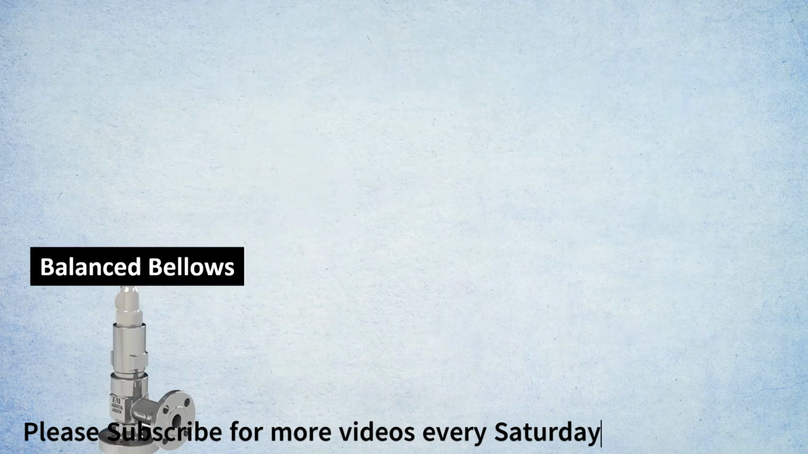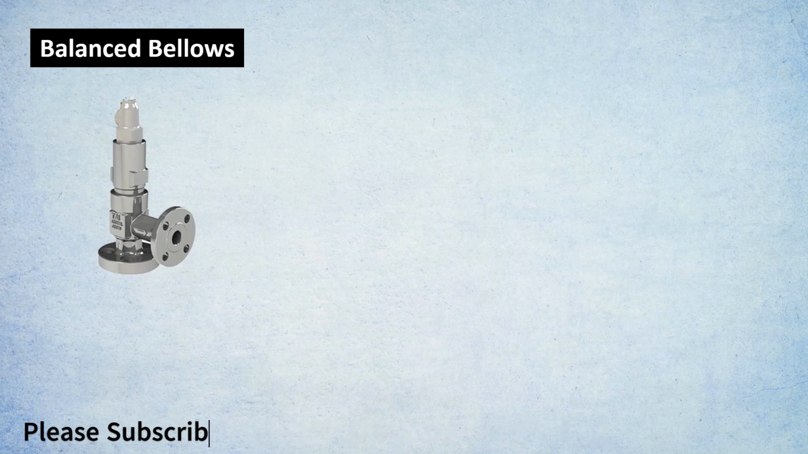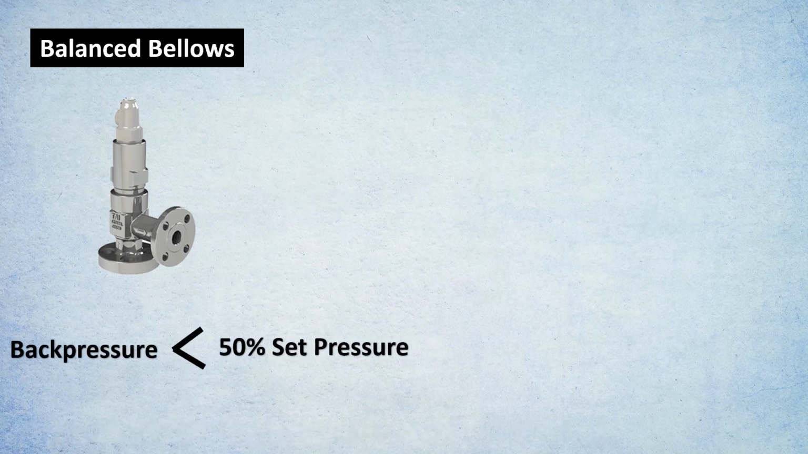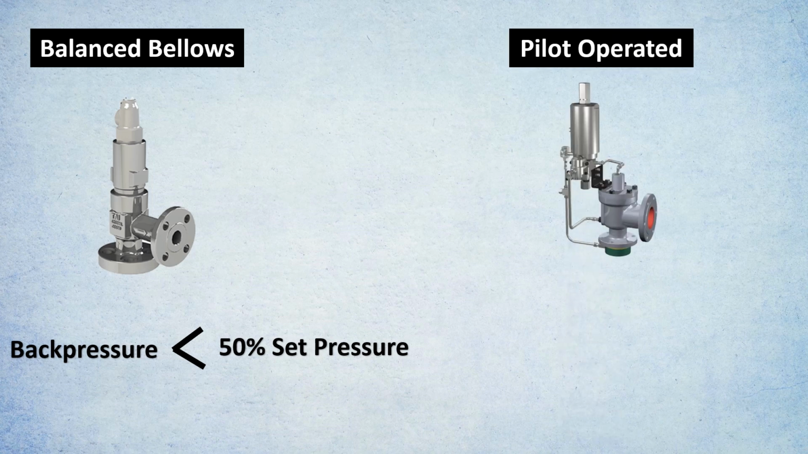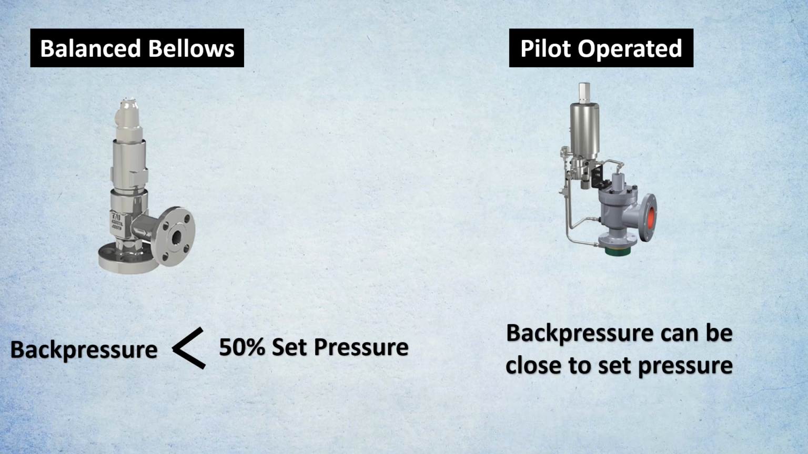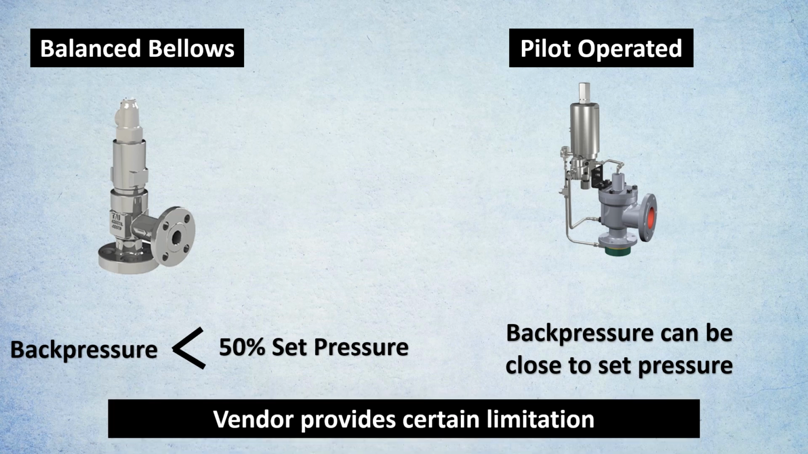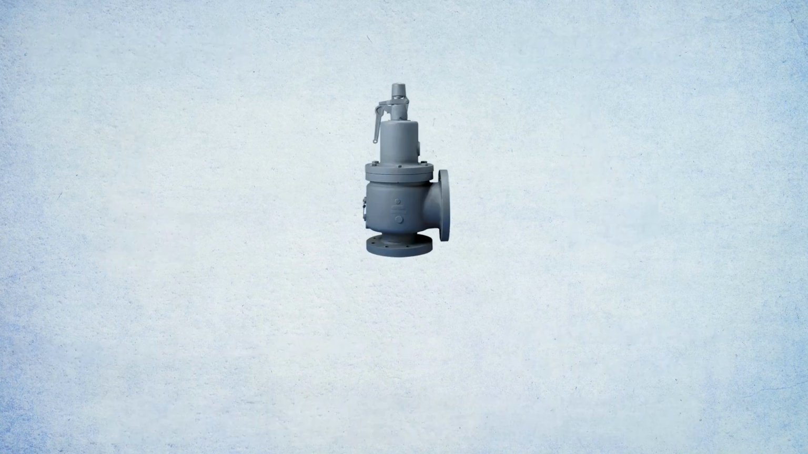Now, when you want to select a balanced bellows relief valve, the back pressure should be less than 50% of your set pressure. And for pilot operated relief valves, the back pressure can be close to your set pressure. Ideally or theoretically, it could be 100%, but vendors would surely provide you certain limitations. But for sure, when your back pressure is greater than 50%, you have to go for a pilot operated relief valve. Now let's quickly try to summarize what we have learned.